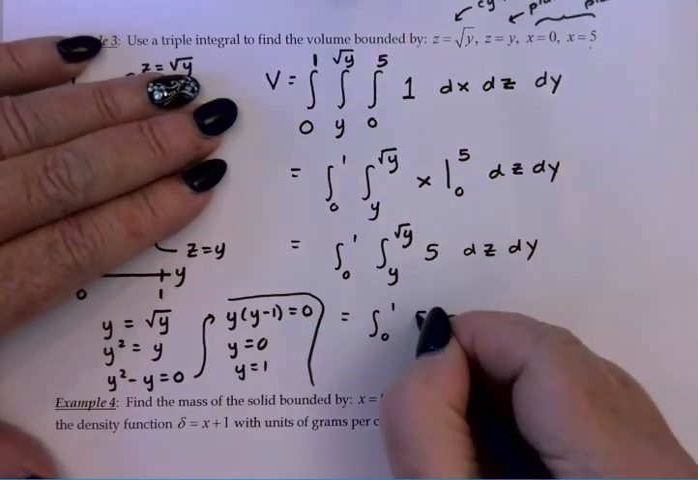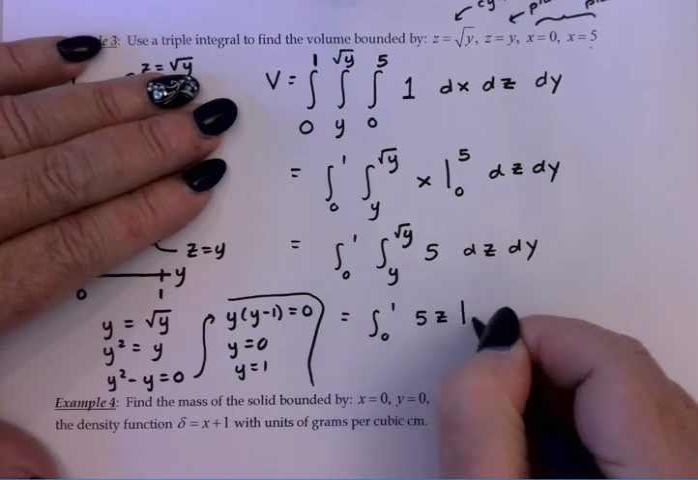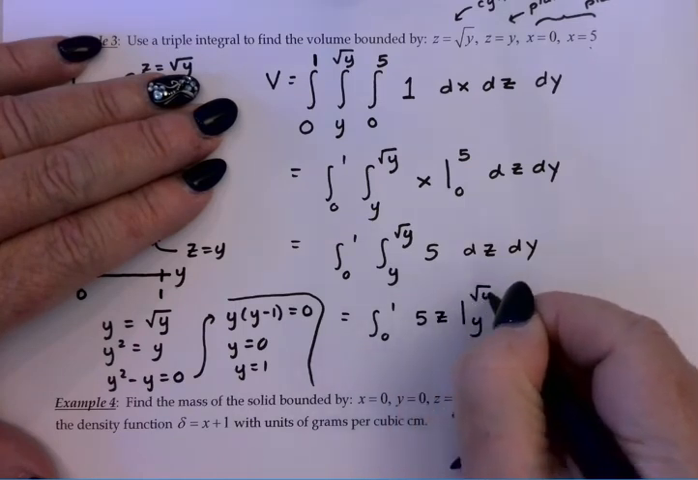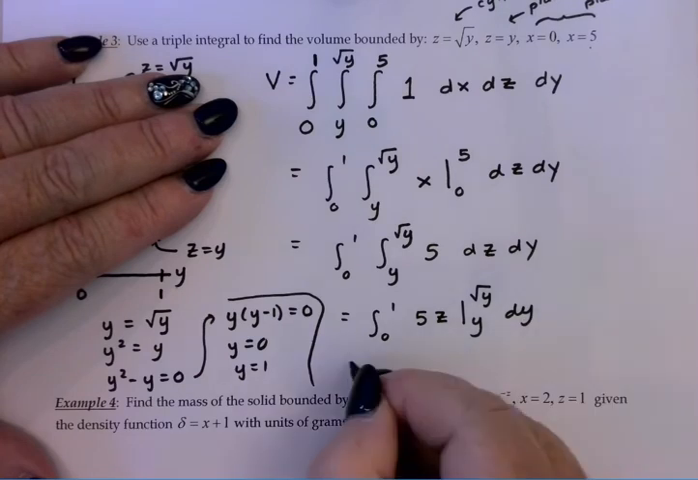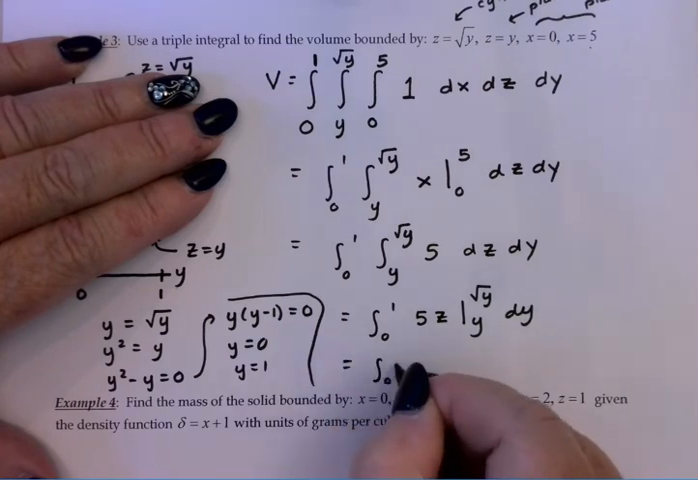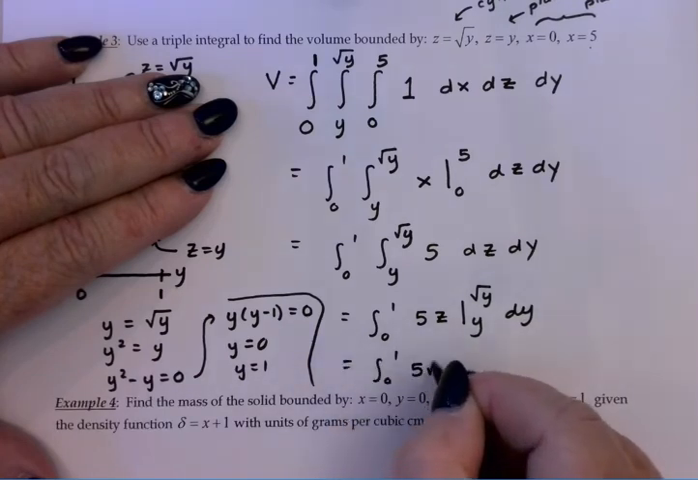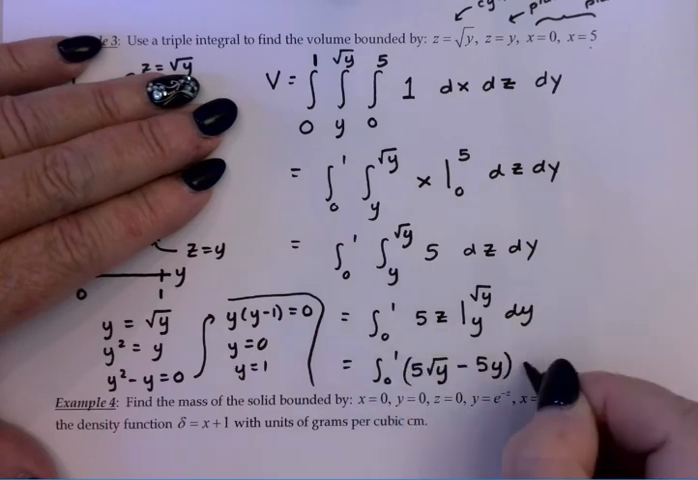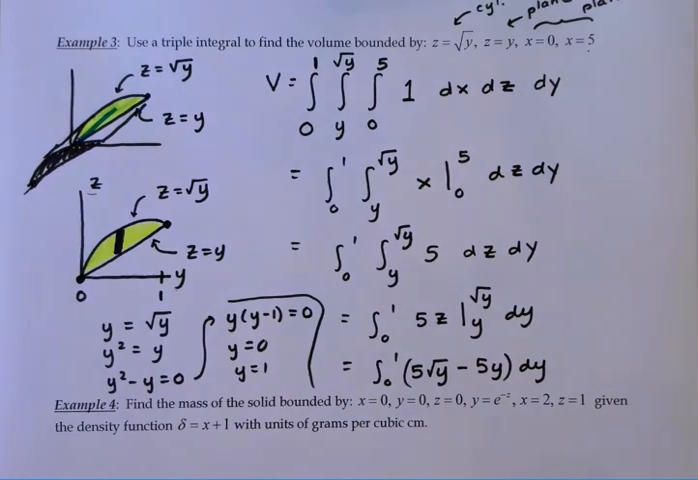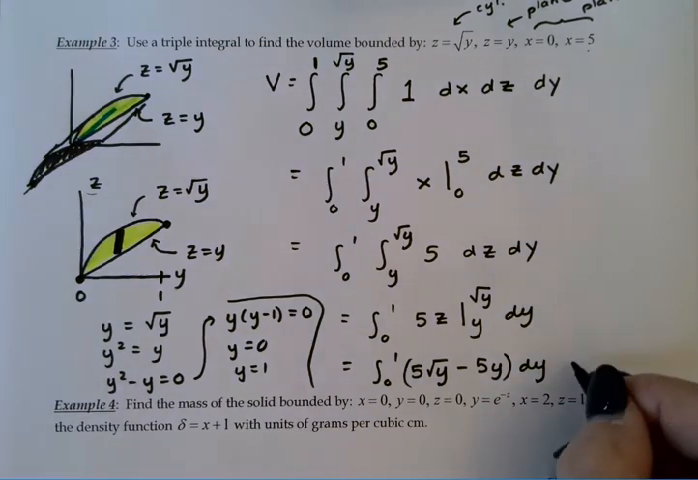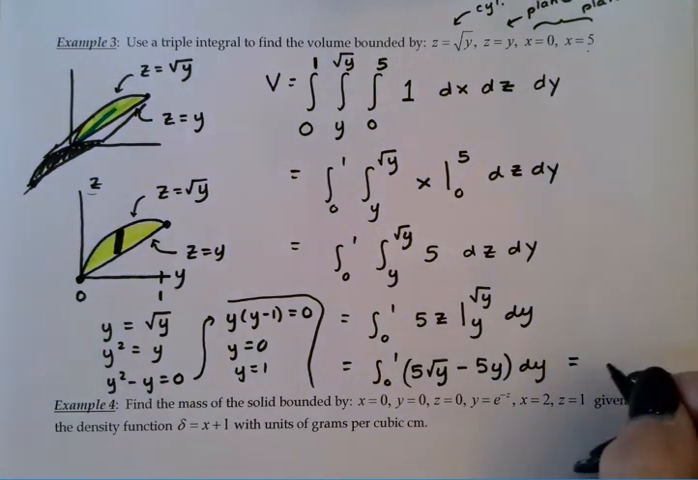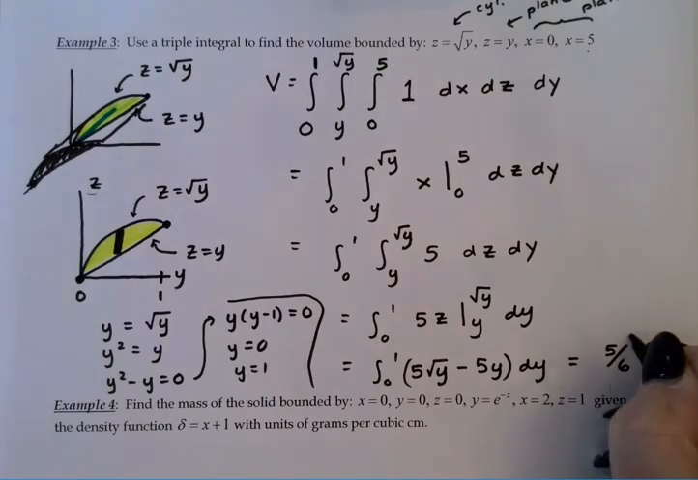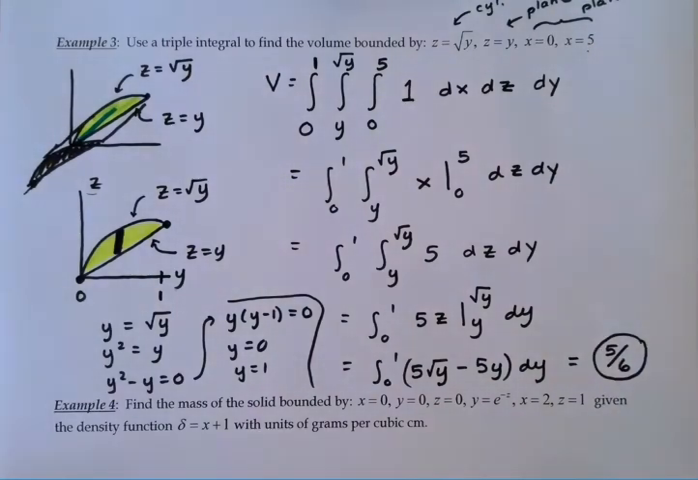Integrating 5 dz is going to give me 5z from y to the square root of y. So that will give me 5 square root y minus 5y. And then we can finish that last integral on the calculator, which I did and got 5/6. So that's the volume of that teeny tiny thin little slice there.